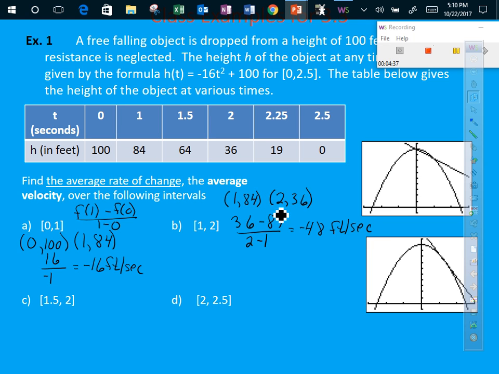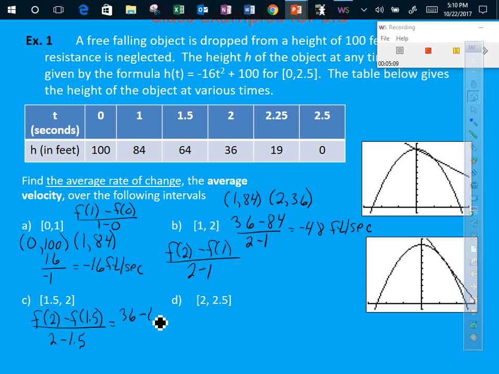Not written as an ordered pair, it would just look like this. f of 2, the y value when x is 2, minus f of 1, the y value when x is 1, all over 2 minus 1. Okay? And then, guys, just the same thing here. If you do this, that would be f of 2 minus f of 1.5 over 2 minus 1.5. So it looks like f of 2 is 36.